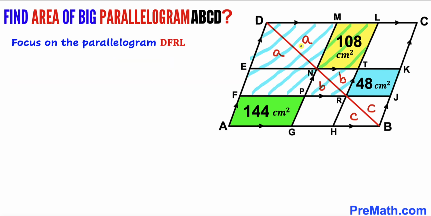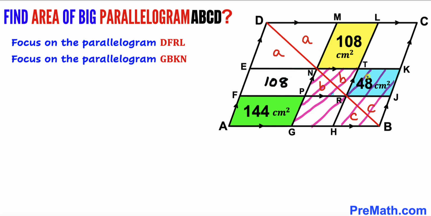And here's our next step. Let's focus on this big parallelogram DFRL. We can see that this red diagonal is going to divide this parallelogram into two equal parts, one on this side and the other on this side. And we can see that this area equals this area. This one is the same as this area. So therefore, this parallelogram area is going to be equal to 108 cm². So the area of this parallelogram turns out to be 108 cm².